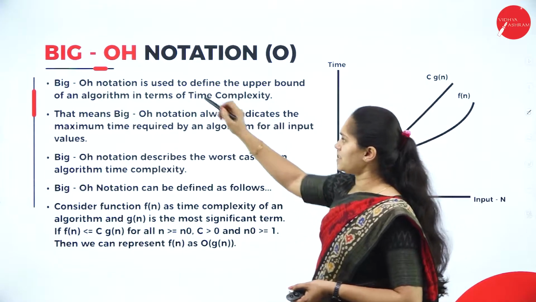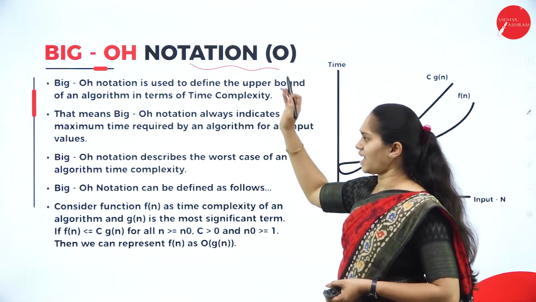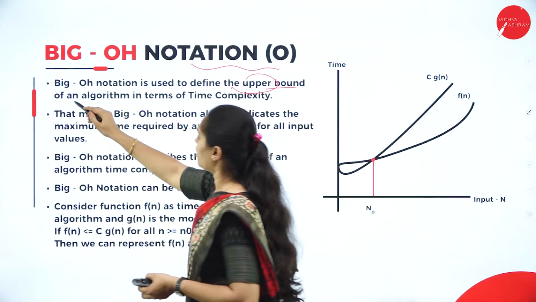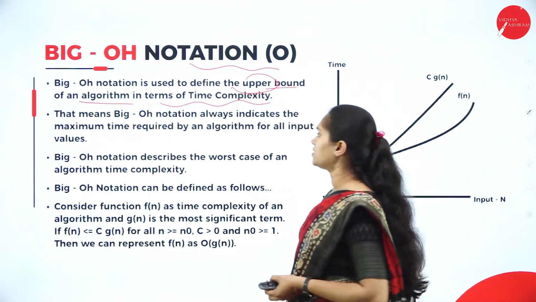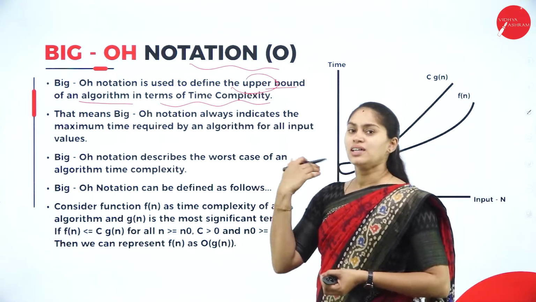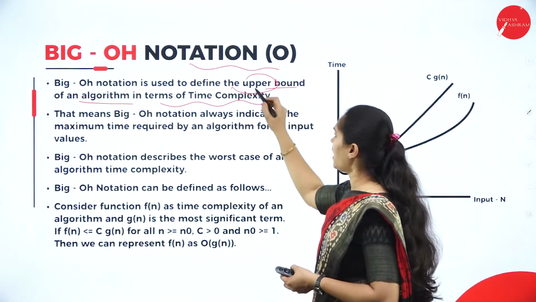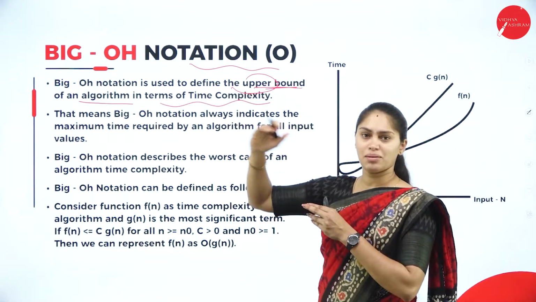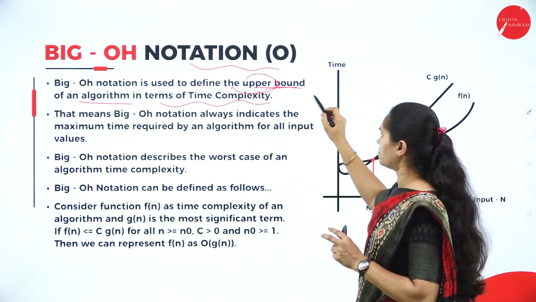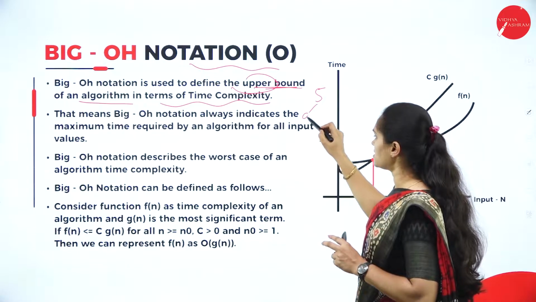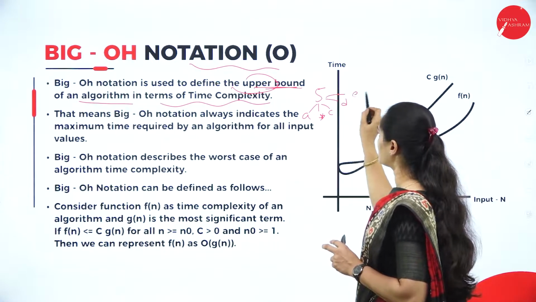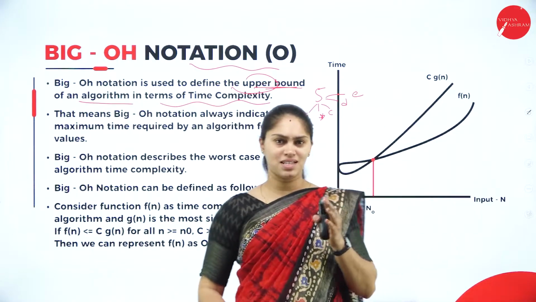So when we are using this big O notation, it defines the upper bound of an algorithm in terms of time complexity. This big O notation will define the upper bound. What is the maximum time it requires? For example, just imagine I have 5 algorithms here. Consider A, B, C, D and E.